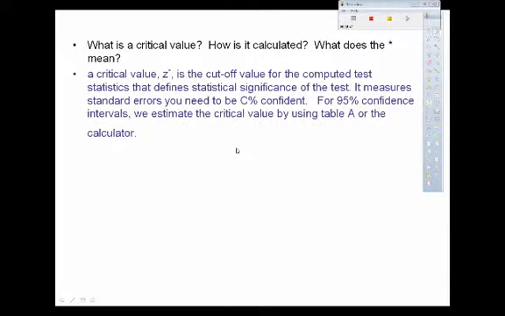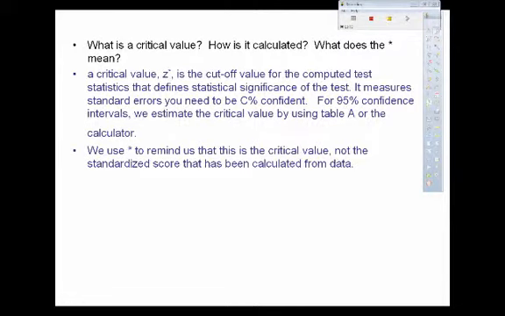Alright? So, how is it calculated? Well, like I said, we can use table A or the calculator to do this. And what does that asterisk mean? Well, we use the asterisk to remind us that this is the critical value, not a standardized score, z, that has been calculated from the data. So it's just to remind us that it's not z. It's z star. All right.